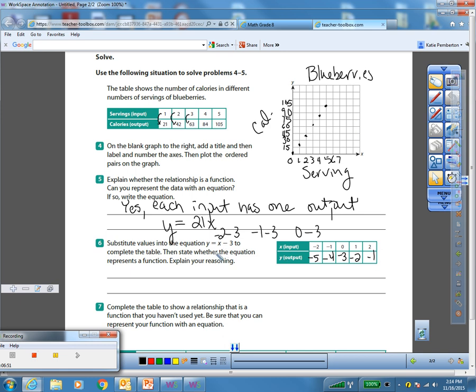Okay. The next part. State whether the equation represents a function. Explain your reasoning. As you look, you have all different inputs, and they all have exactly one output. So we would say, yes, this is a function. Each input has one output.